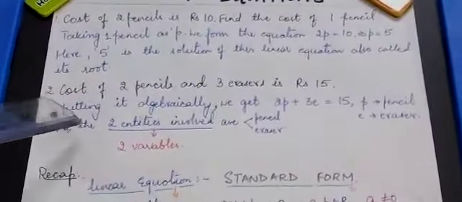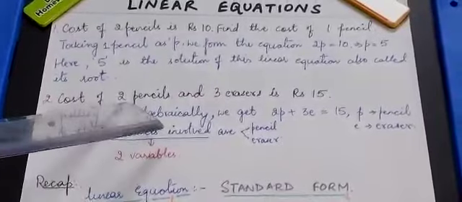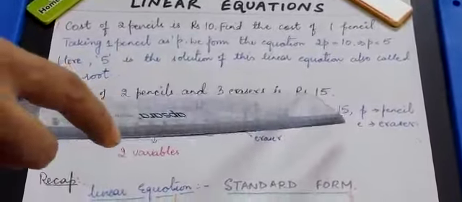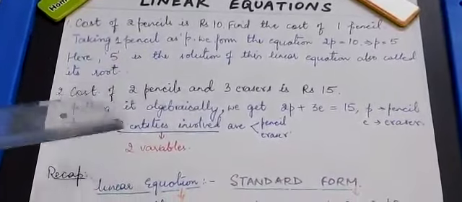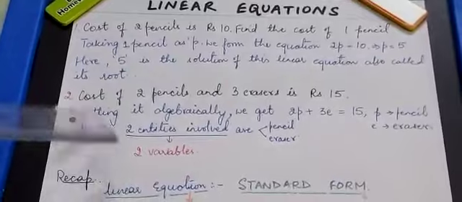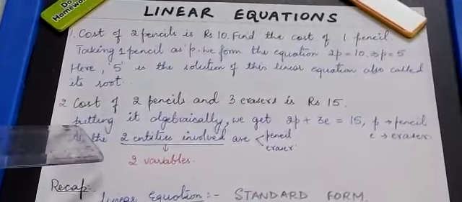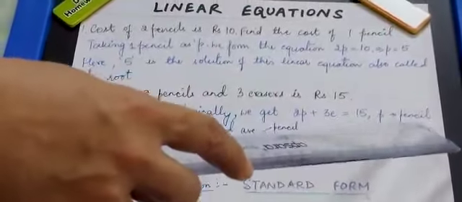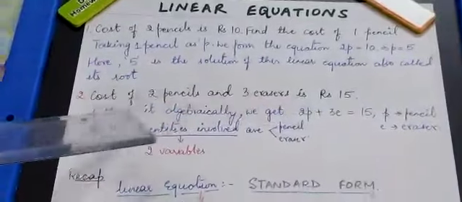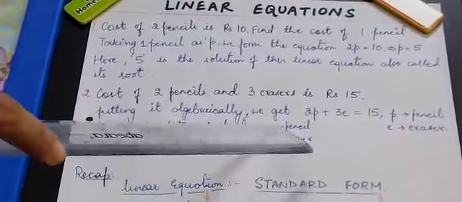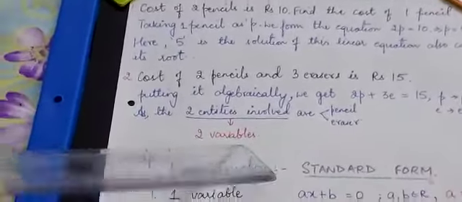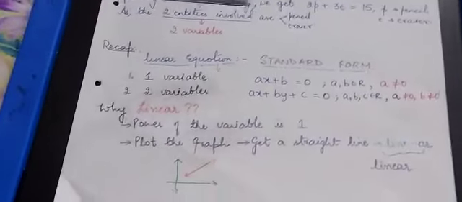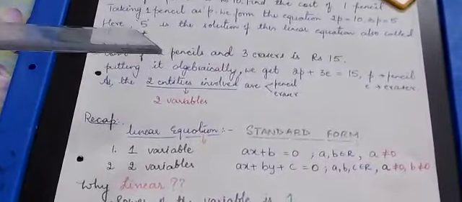Let's take the second example now. If the cost of 2 pencils and 3 erasers is 15, find the cost of a pencil, 1 eraser or maybe both. Putting it algebraically, we get 2p plus 3e is equal to 15, where p is a pencil, e is an eraser. As the two entities involved are a pencil and an eraser, these two entities are two variables. If we have to find the solution of such an equation, we will apply the hit and trial method as we studied in class 9.